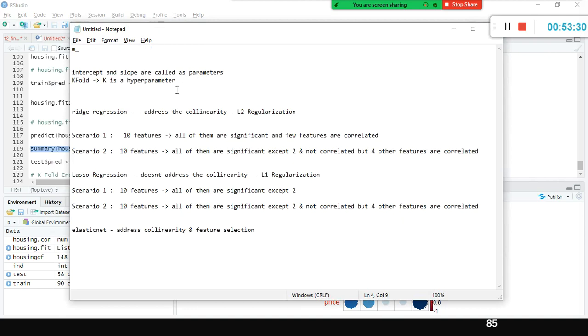So what is the difference between parameter and hyperparameter? That is the question now. In the case of a hyperparameter, we have to specify the value explicitly. In this case, the hyperparameter is nothing but the k. The parameters are, in this case, the intercept and slope. The parameters are computed automatically by the model, whereas hyperparameters we have to specify.